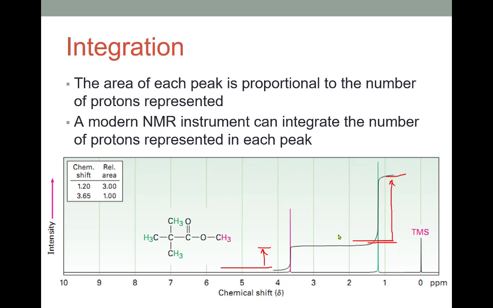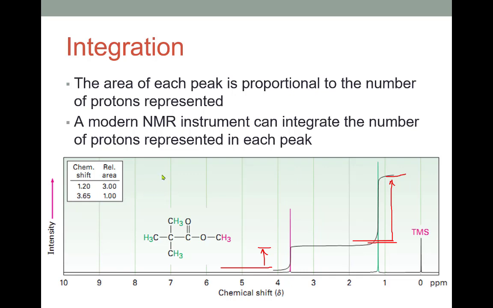And so imagine that this were drawn on chart paper that had little grid lines on it. Back in the day, we would have counted the height of this thing by counting the boxes that it traversed. And then we would know what the relative area was. And so what we're seeing over here is a little integration table telling us that the peak at 1.2, so that's the green peak, has a relative area of 3 units, whereas the peak at the higher shift value has a relative area of 1 unit.